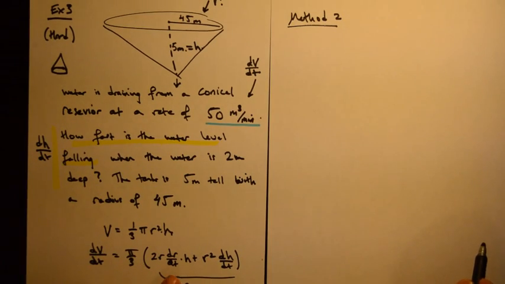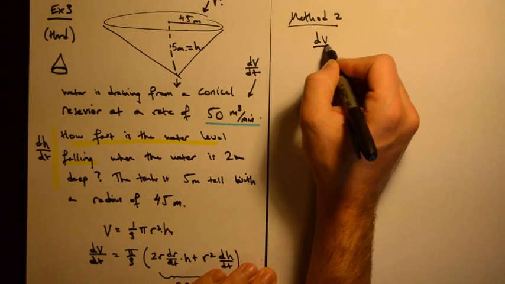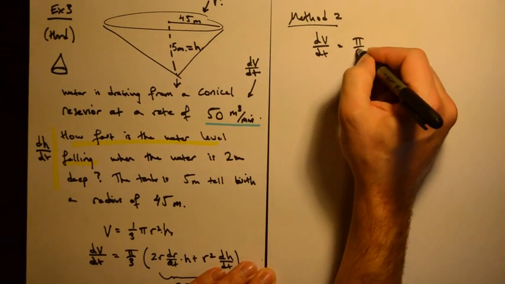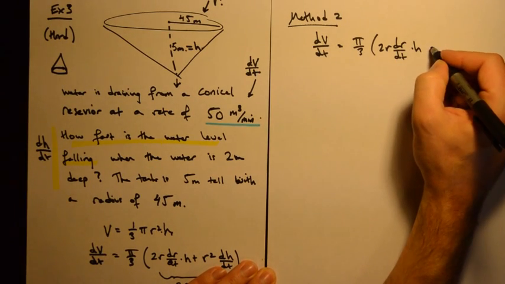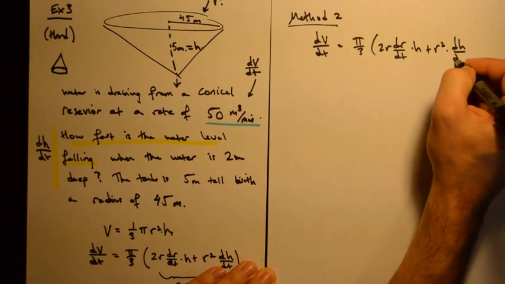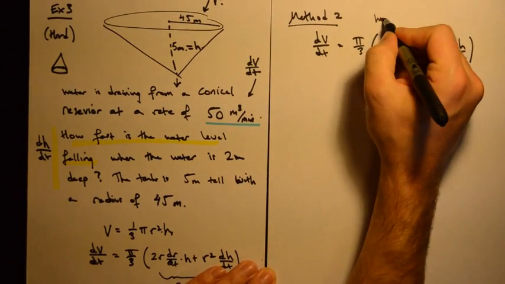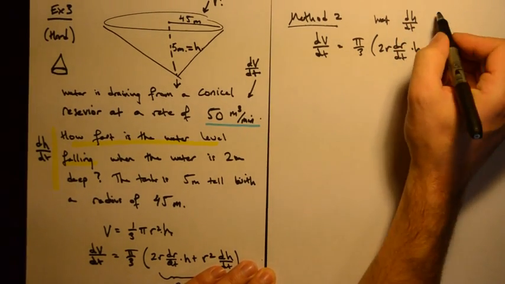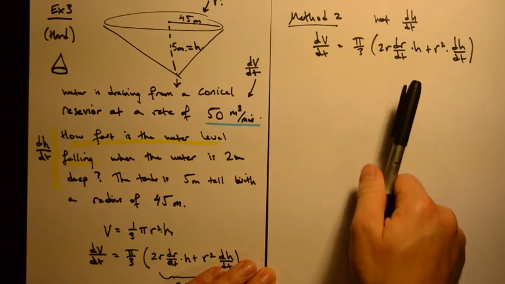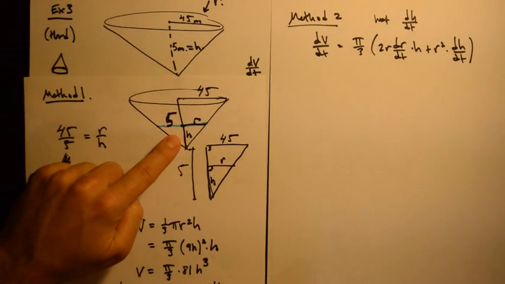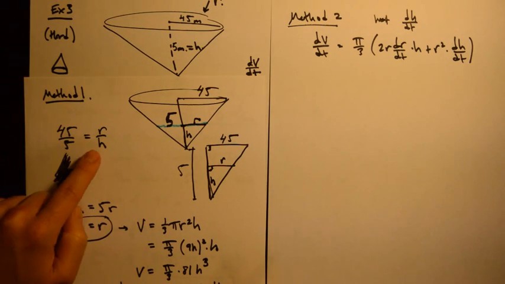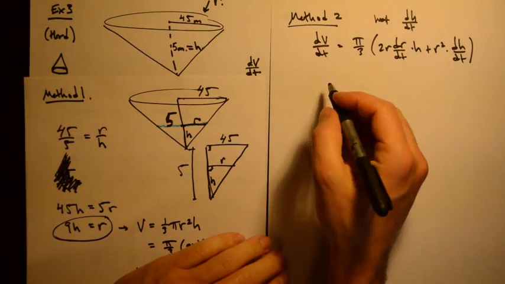The second method, we're going to use this equation right here. So if we have dV/dt is equal to pi over 3 times 2r dr/dt times h plus r squared times dh/dt, and we want dh/dt. We need to find a relationship between dr/dt and dh/dt, and we do that using similar triangles as before. So we used the same relationship right here to get 45 over 5 is equal to r over h, to get 45h is equal to 5r.